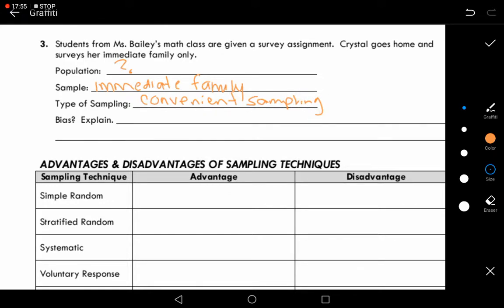Okay, and is there bias here? Absolutely, right? If you're a family, you likely have similar views. That's not going to be representative of the whole population. So yes, family members would likely have similar views. We don't really know, right? Maybe you and your family are vastly different, but we kind of think if you're all living in the same home, you're likely all living the same type of lifestyle, so your views would be similar.